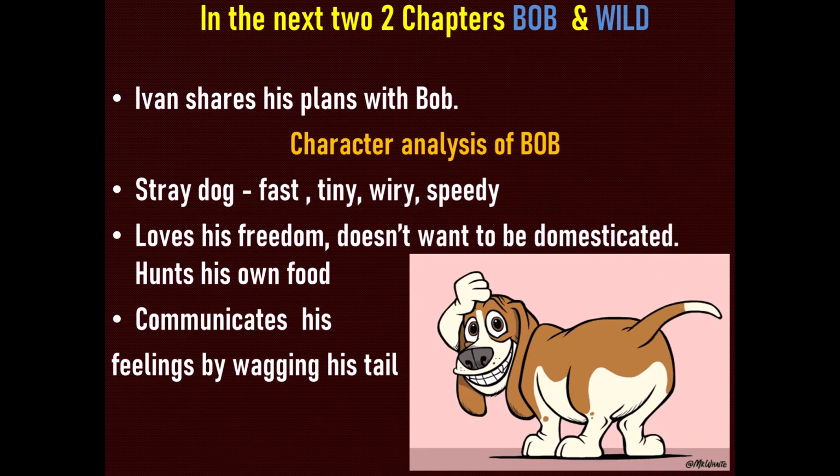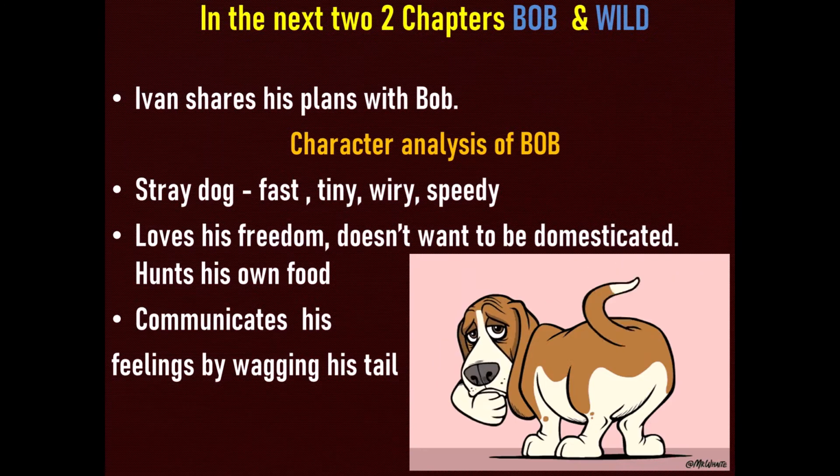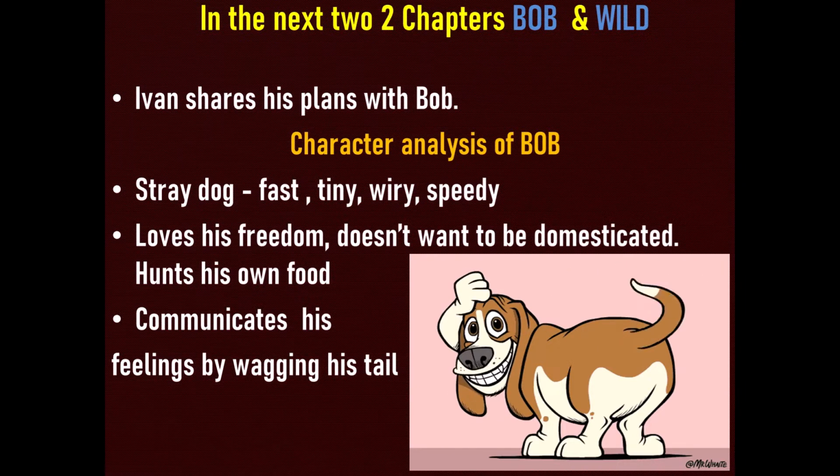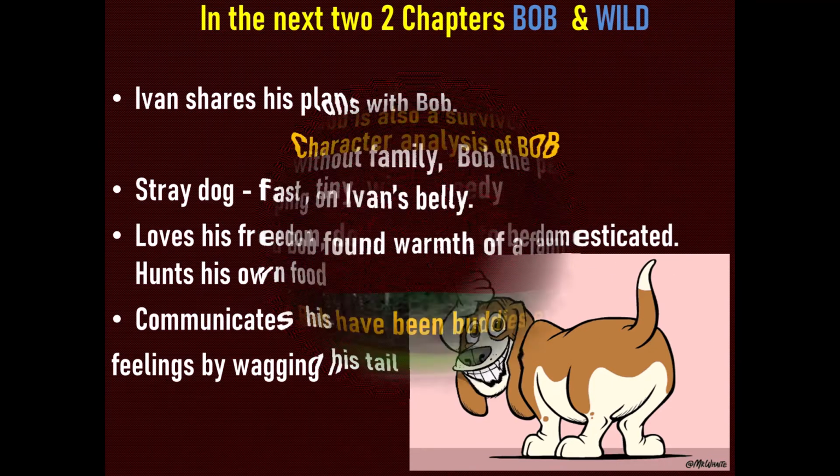Children, what does a dog do when he's happy? Yes, he wags his tail left and right. And what does a dog do when he's scared? He tucks his tail between his feet and runs away. Well, coming back to Bob.